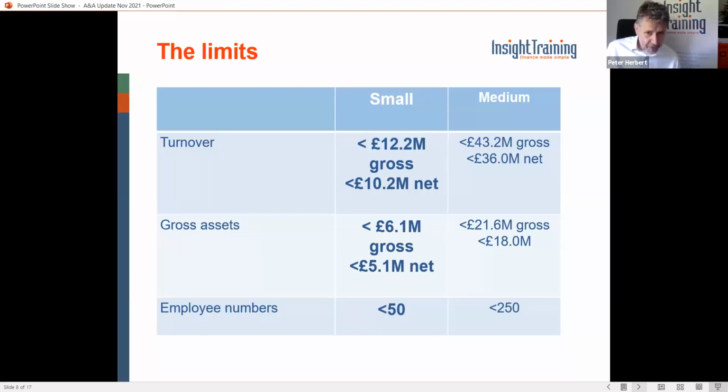Remember that in terms of the small group limits, we've got effectively two types of thresholds to play with. We've got the gross, so gross of consolidation eliminations, and net of consolidation eliminations. And we've got such limits for turnover and for balance sheet total or gross assets. Obviously for employee numbers, we don't have a gross and net threshold. That is 50, in the same way that it is for the small company limits.